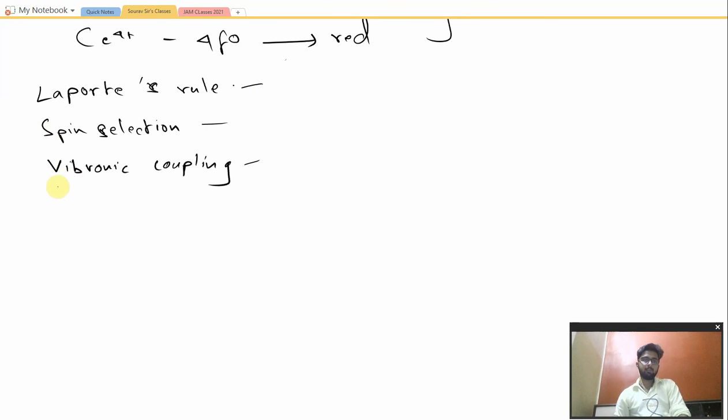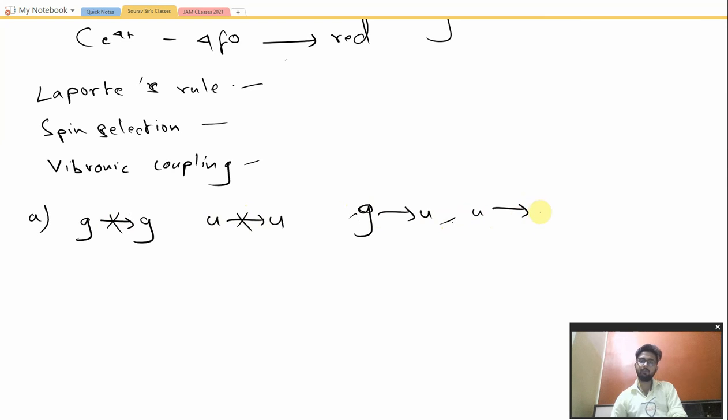So let us first discuss the Laporte's rule. The Laporte's rule says that in a centrosymmetric environment, electronic transition can occur between energy levels of opposing parity. That is, g can be transferred to u, and u can be transferred to g, but u can't be transferred to u. These are all gerade and ungerade. You have to draw the energy level diagram for understanding what g and u are. For this question, obviously it is small enough, so I am not drawing the whole explanation. I'll just explain it for this molecule as an example.